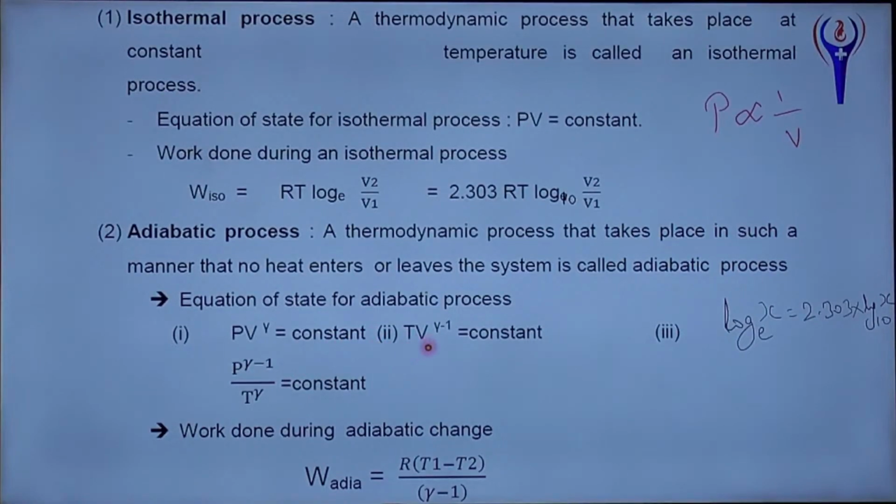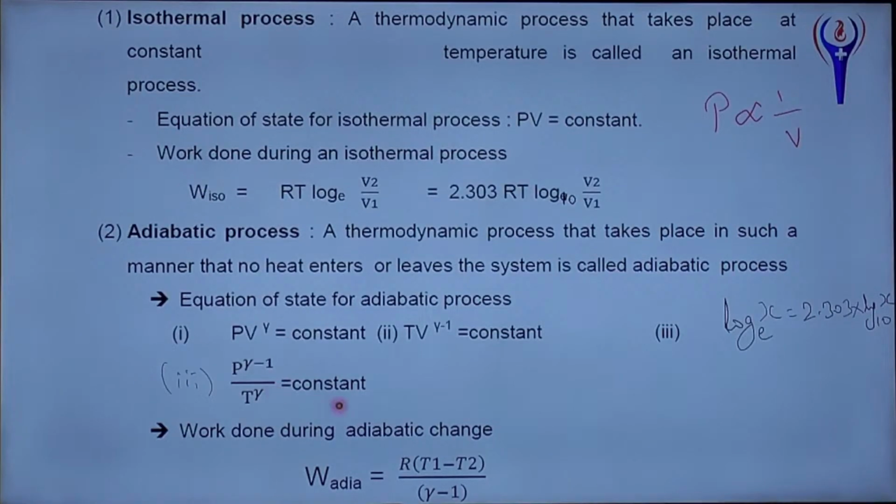Another formula: T into V^(gamma minus 1) equal to constant. The other formula, totally 3: P^(gamma minus 1) by T^gamma equal to constant. Any one of these 3 will be used for an adiabatic process. First one, PV^gamma equal to constant. Second one, T into V^(gamma minus 1) equal to constant. And the third one is P^(gamma minus 1) by T^gamma equal to constant.